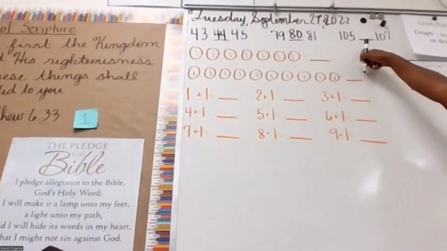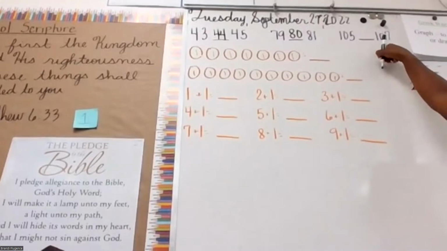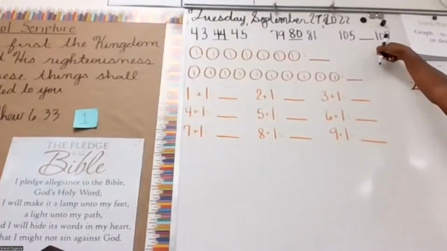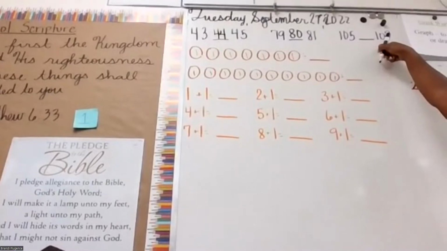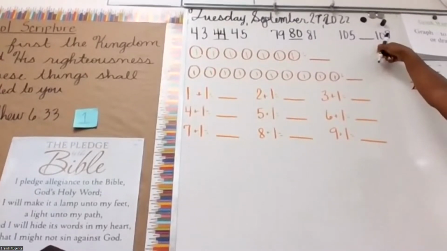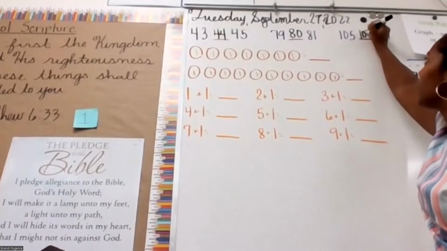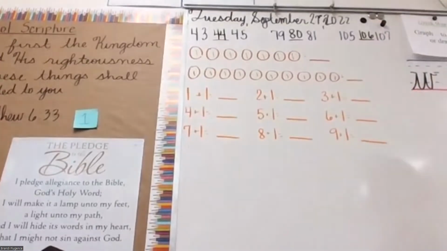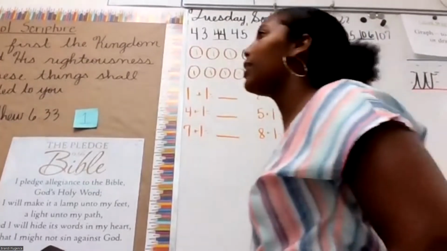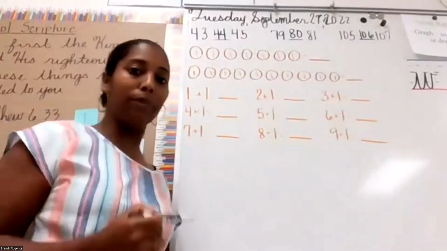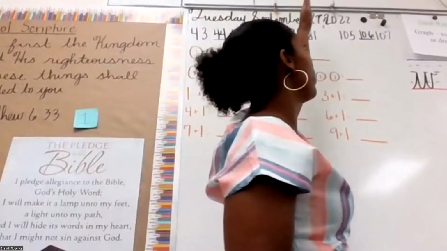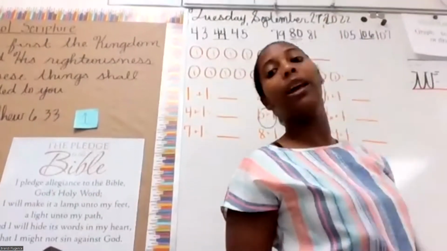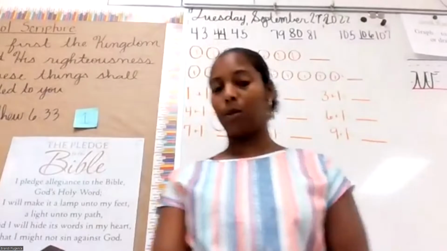Next, I have 105, and I'm ending with 107. What number would go between 105 and 107? 106. Awesome. Okay, so those are in between numbers. Remember, guys, when you count, it'll make sense. 43, 44, 45, 79, 80, 81, 105, 106, 107. It makes sense when you do it.